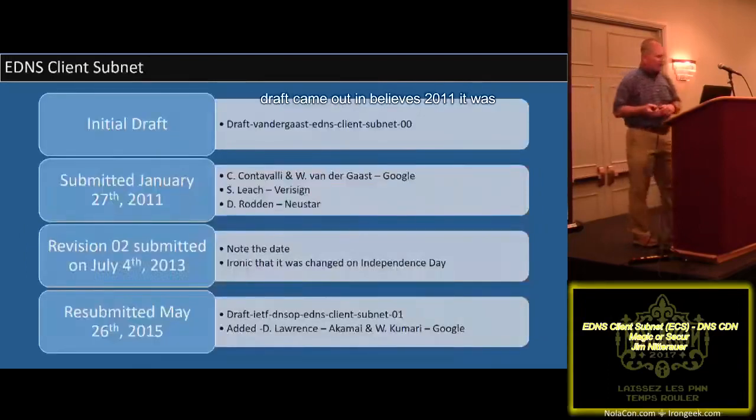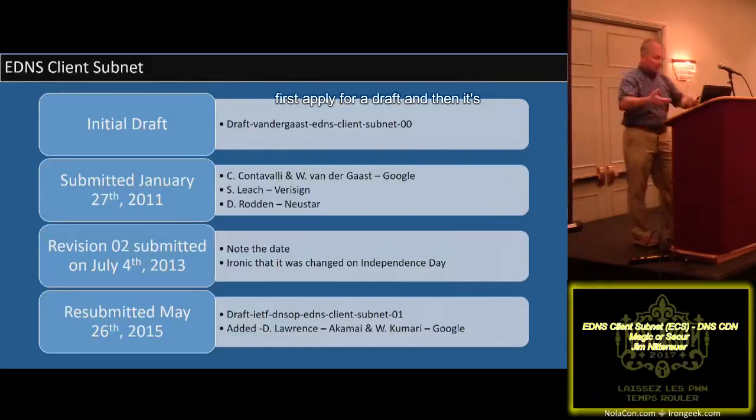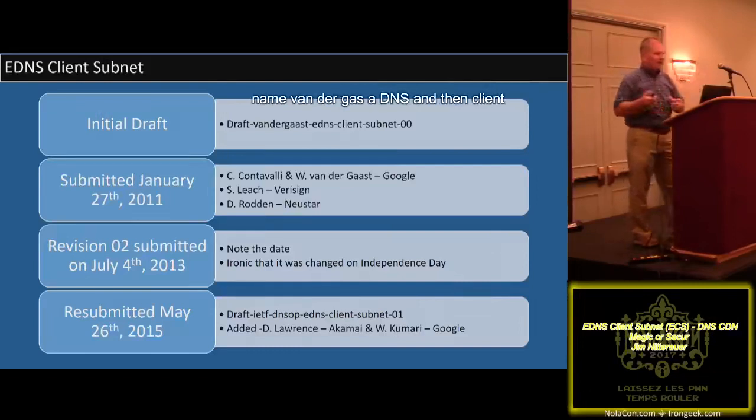So this initial draft came out in, I believe, 2011. It was called the Draft Vandergast EDNS Client Subnet 0. The way IANA and the IETF work is, when somebody requests the use of something particular or wants to make an addition or a change to a known RFC protocol, they first apply for a draft. It's got whoever the first author's name is in it, then the name of that draft or where it falls in the tree of that particular protocol. So in this case, the draft person's name, Vandergast, EDNS, and then client subnet is the name of it.